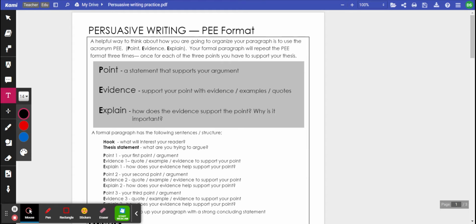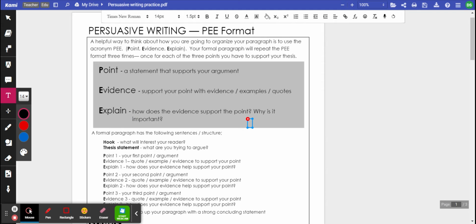P stands for point, a statement that supports your argument or your thesis. Evidence is the support for your point, with evidence, examples, and quotes. So you guys are going to have to do some research to find articles that support your argument. And finally, explain. How does the evidence support the point? Why is it important? Okay.